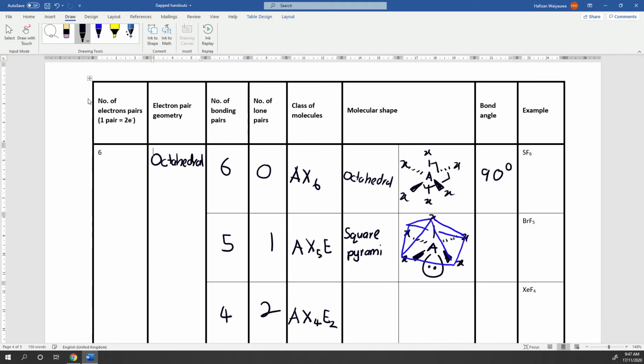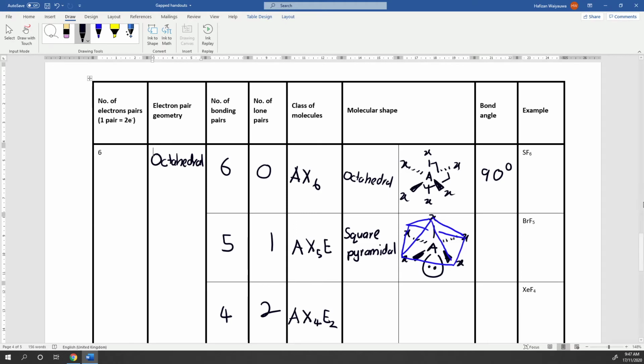Okay, dalam buku maybe kalau you guys buat soalan nanti, some buku will tulis square pyramidal. Apa-apa yang ada piramid tu sometimes dia tulis pyramidal. Dia macam tambahan. Some buku dia just tulis square pyramid. Square pyramid ke square pyramidal, both are accepted. Okay.